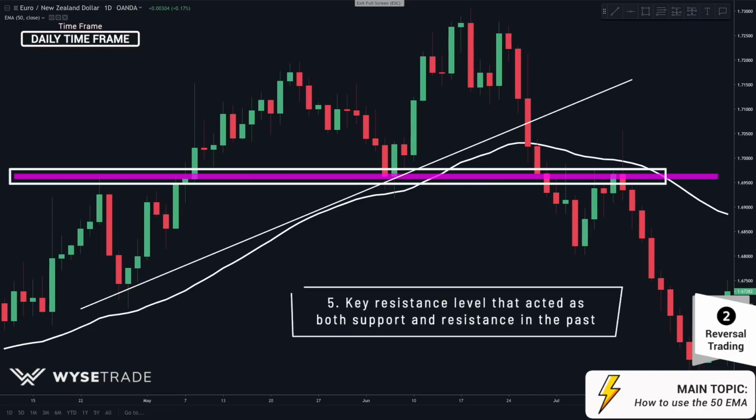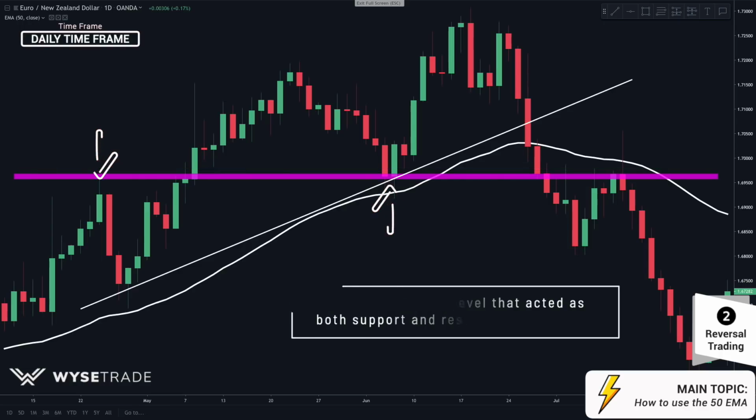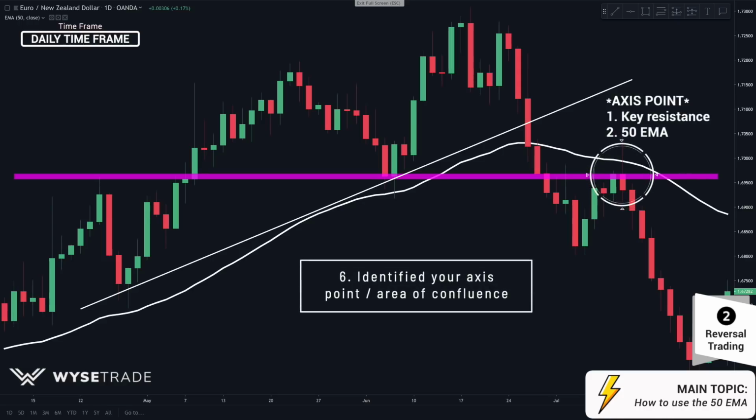Next, here was your key resistance level that acted as both support and resistance in the past. This here was then your access point where key resistance and the 50 EMA both lined up.